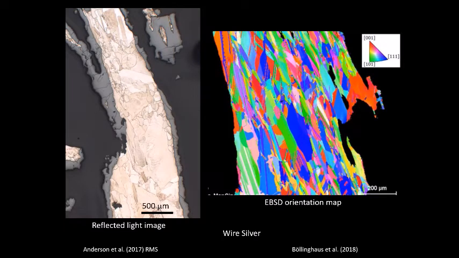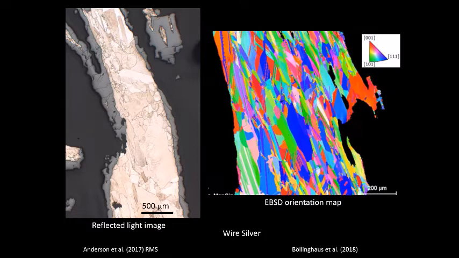Now, this was observed also in the interior. On the left is a reflected light image of a natural wire silver that has been cut and polished, and you can see all the grain boundaries in here. And on the right is a type of diffraction imaging called electron backscattered diffraction. And this is an orientation map where essentially each color represents one of the grains within the wire silver. This is a natural specimen as well. This was published in Bollinghouse et al.